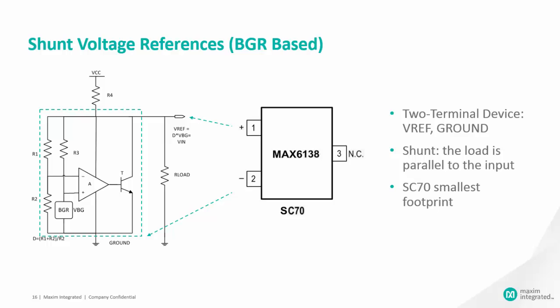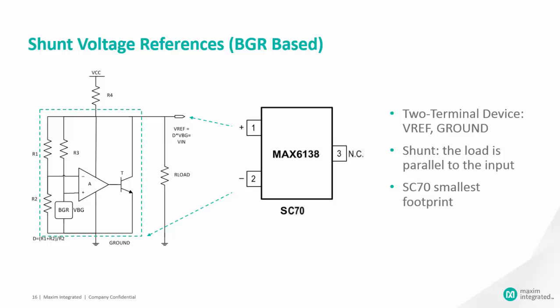In the figure, the reference element BGR is buffered from the load by the amplifier A and pass transistor, allowing for high drive capability. The resistor divider R1 and R2 allows for different values of Vref, including Vref equals VBG with R2 open, in which case D equals 1.